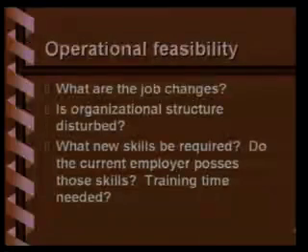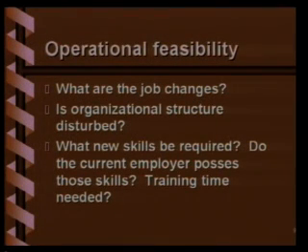The second is operational feasibility. Operational feasibility is concerned with what the job changes are. Is the organizational structure disturbed? What new skills will be required? Do the current employees possess those skills? Is training time needed?